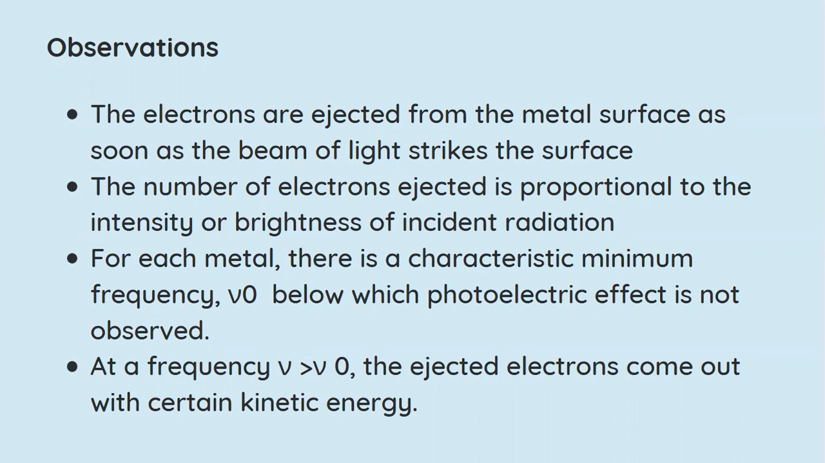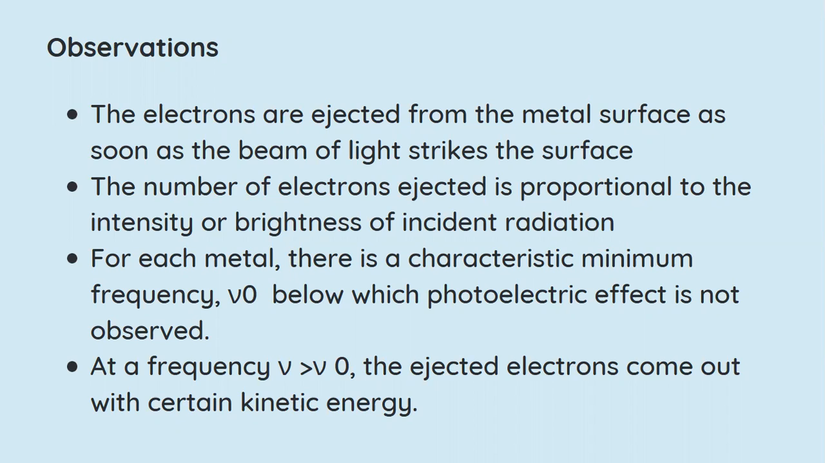The second one is that the number of electrons ejected is proportional to the intensity or the brightness of the incident radiation. But this does not depend upon the frequency. There is a particular frequency that is required, but the number of electrons ejected depends only on the brightness of the incident radiation.